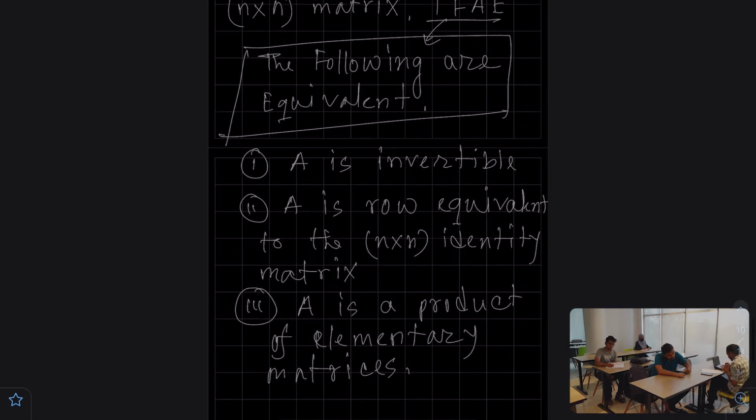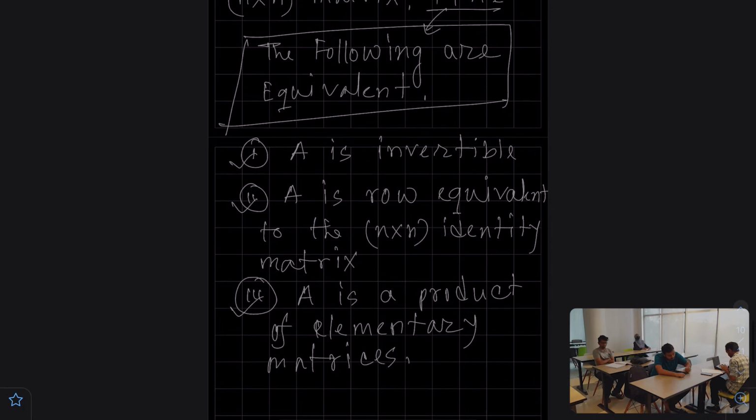So these three, E1, E2, sorry, E1, 2, and 3, these are equivalent statements. When we are considering equivalent statements, you have to keep in mind that we have to start from some statement, like A is an invertible matrix. If you start by taking A as an invertible matrix, then it follows that A is row equivalent to the identity matrix, and that is also equivalent to A being a product of elementary matrices.